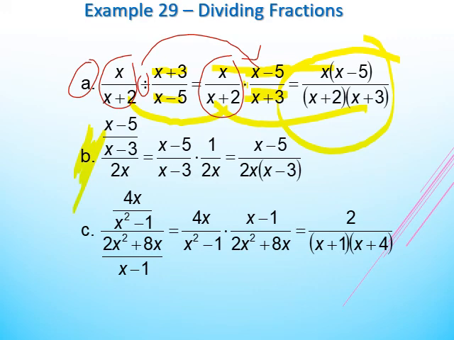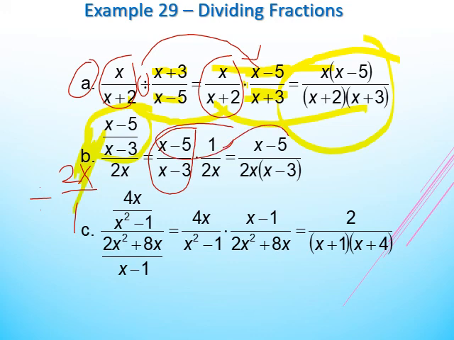Number B, (x minus 5) over (x minus 3), all over 2x. Now we take the numerator as this fraction, which is (x minus 5) over (x minus 3), and the denominator here will be 2x over 1. Why? Because it is divided by 2x over 1. And if we change the division sign to a multiplication sign, we also invert the fraction. So we multiply the denominators by each other to get x minus 5 over (x minus 3) multiplied by 2x, giving 2x times (x minus 3).